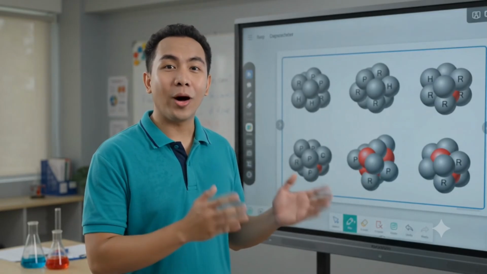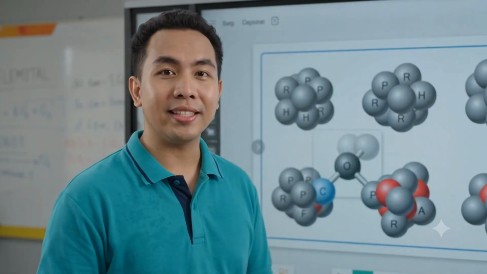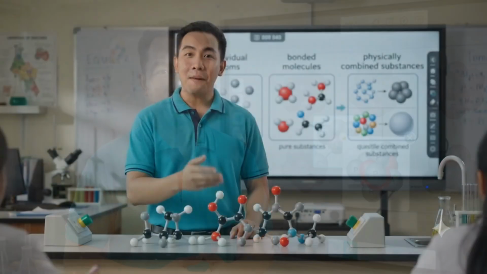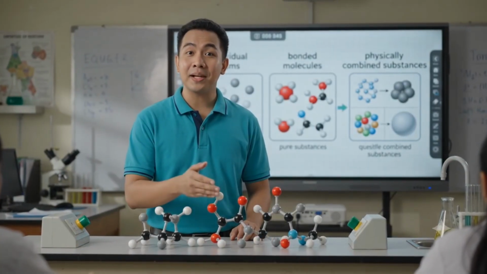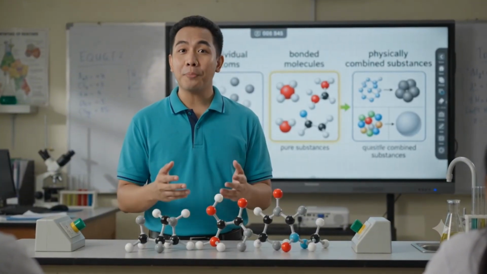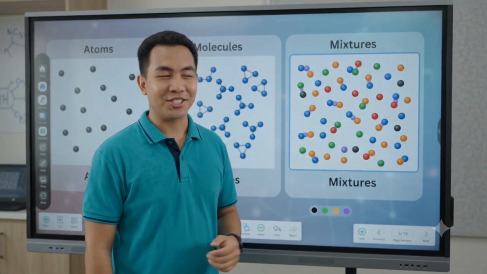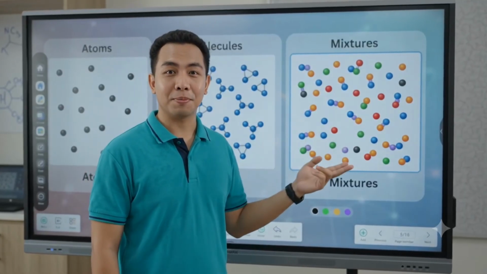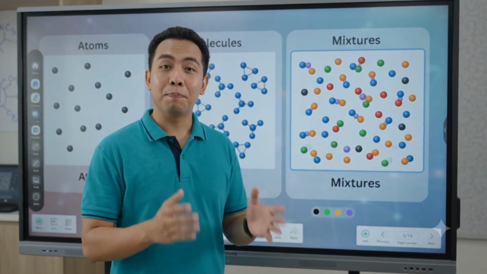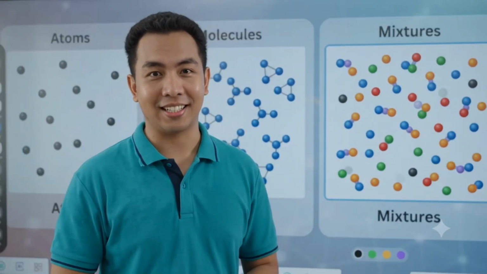Elements contain only one type of atom. They are pure substances and cannot be broken down into simpler substances by ordinary chemical means. Compounds contain different elements chemically bonded together. They are pure substances with properties different from their individual elements. Today, let's look at mixtures. Mixtures contain two or more substances physically combined. Their components retain many properties and can often be separated physically.